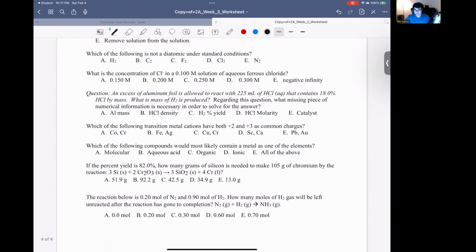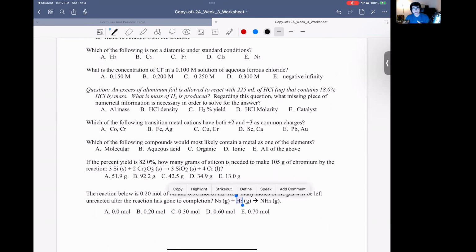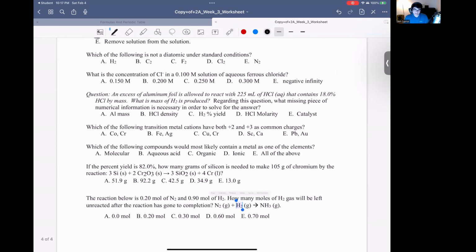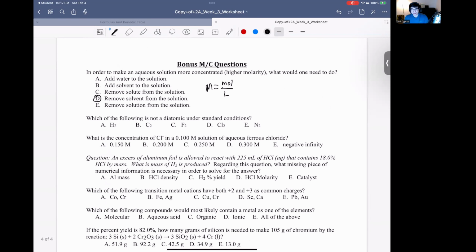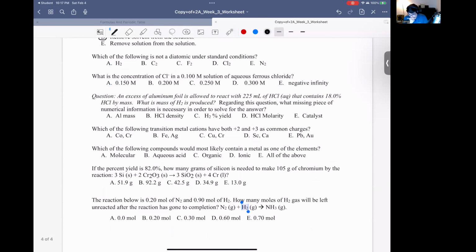Right? What is doing the dissolving, right? Change the overall liters of your solution without changing the moles of solution. So for part E, again, you're taking moles out and you're taking liters out of your solution. So it doesn't change anything.